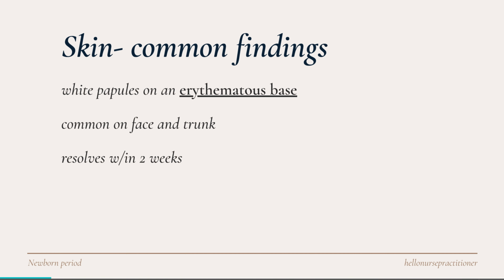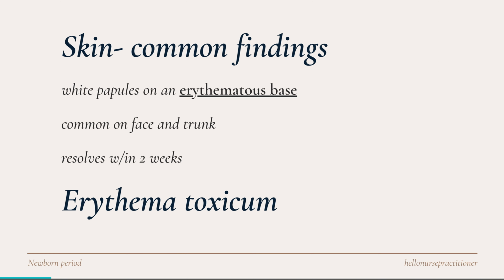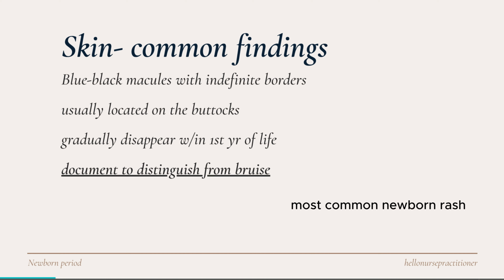White papules, frequently found on the nose and cheeks, usually disappear within 3 to 4 weeks. Milia. White papules on an erythematous base, common on the face and the trunk. Resolves in 2 weeks. Erythema toxicum. Blue-black macules with indefinite borders, usually located on the buttocks and then usually disappears within the first year of life.